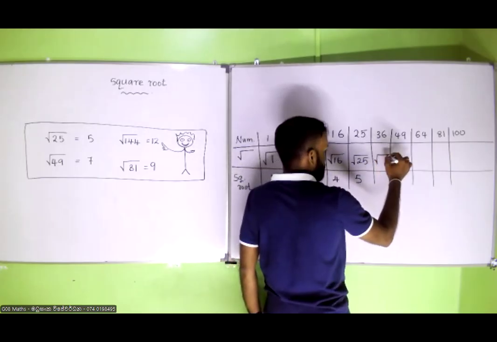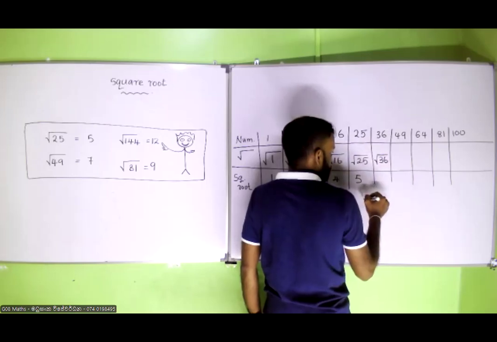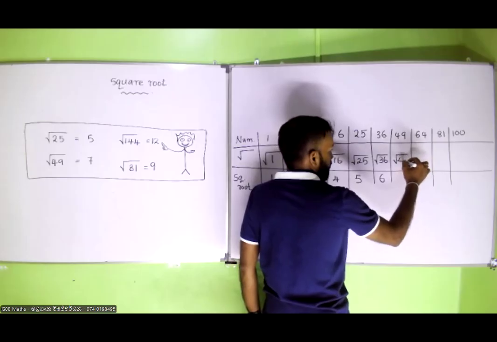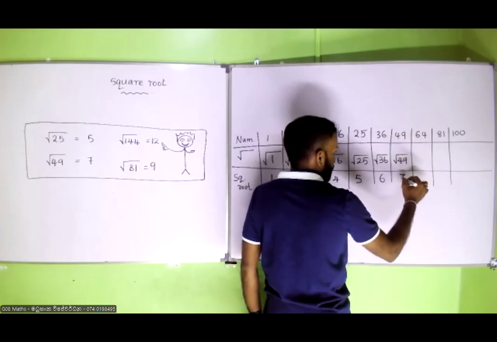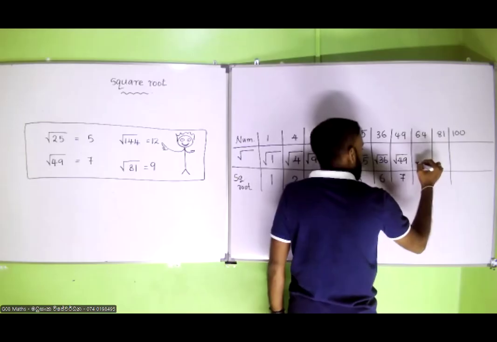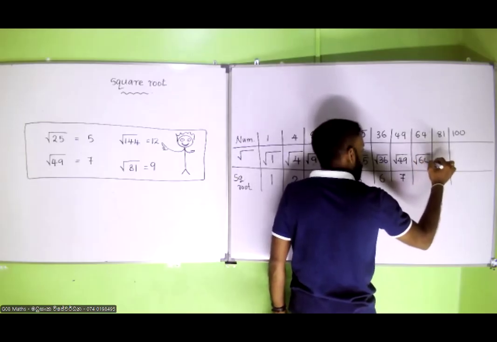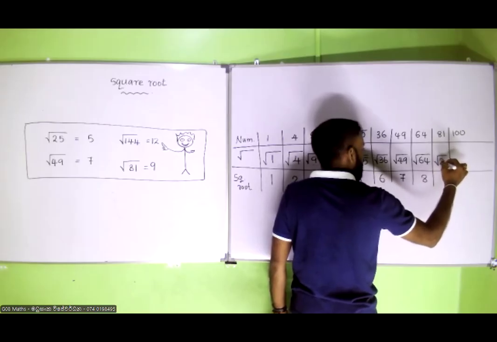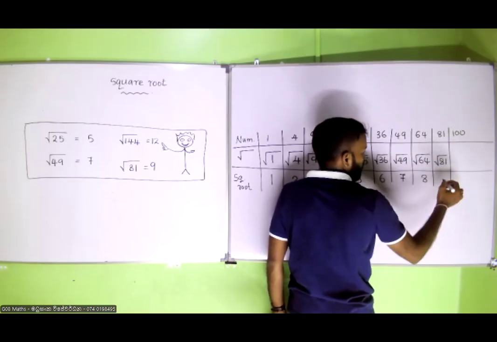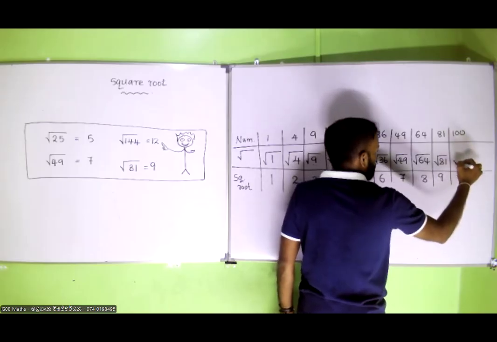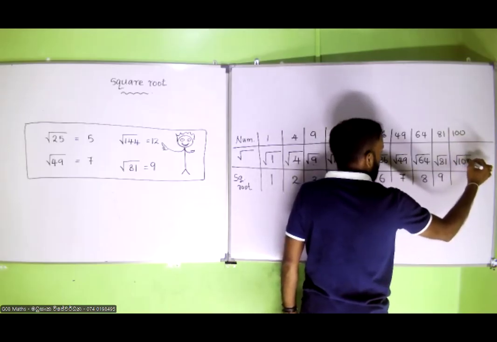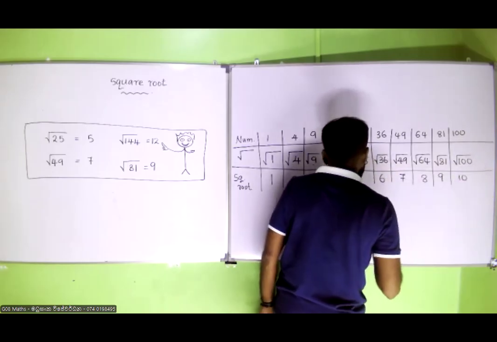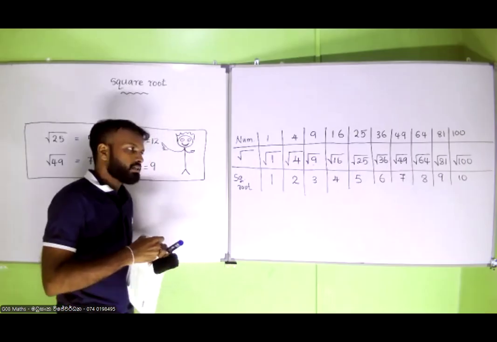Square root of 36 is 6. Square root of 49 is 7. Square root of 64 is 8. Square root of 81 is 9, 9 times 9. Square root of 100, 100 means 10 times 10, so the square root of 100 is 10. Right? This is it. So you know now what a square root is.